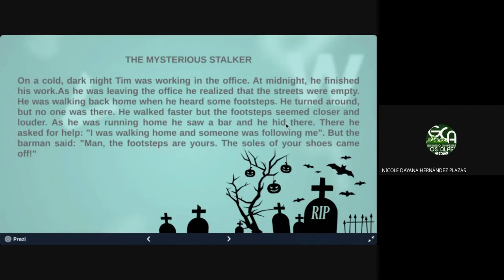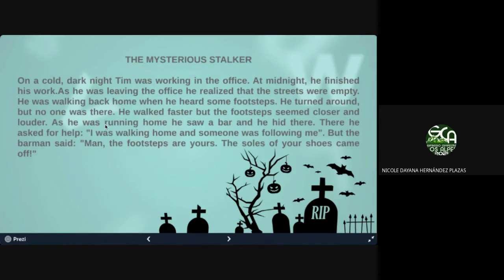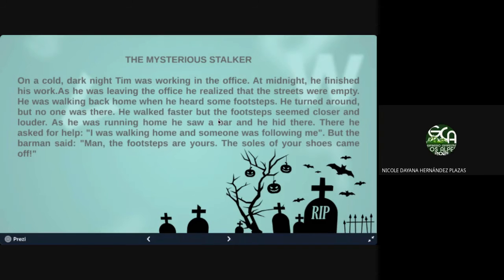Can you see? Two actions. One action happened first, then the other one followed, but both are in past because those are actions that finished, and that's it. These are the actions that interrupt the other one. So remember, we have two actions in the story. One is interrupting the other one. Past simple interrupts past continuous, okay? As he was running home, he saw a bar and he hid there.